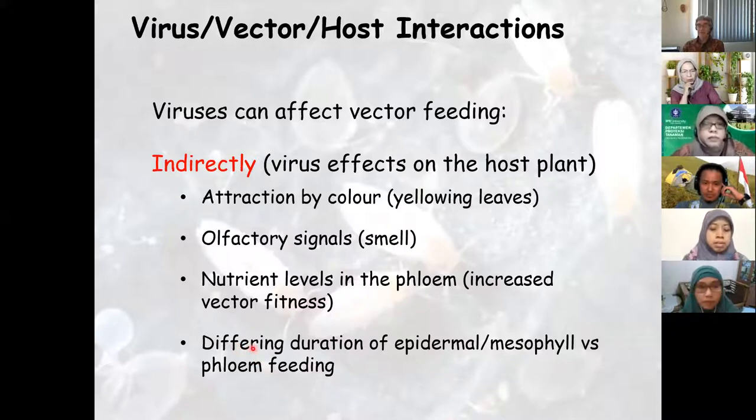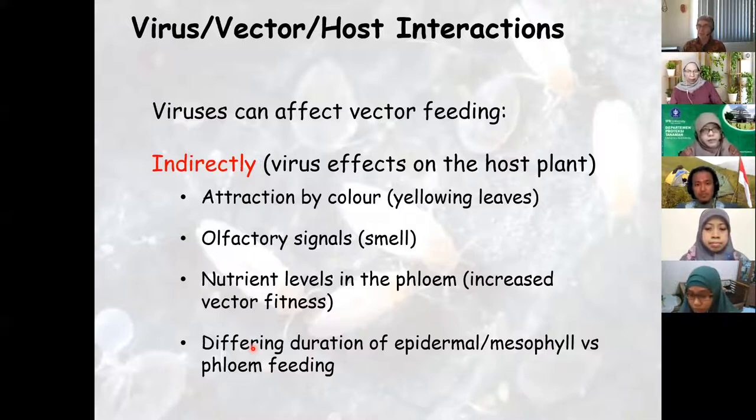The virus can also affect the taste of the cells and many other signals. The amount of time that the vector will spend probing the epidermal and mesophyll cells can be changed by virus infection. It can make the vector probe much more quickly on those cells and pick the virus up more quickly, or with different types of viruses, it can make the vector reach the phloem tissue much more quickly and transmit the phloem-limited viruses more quickly. So all these effects, the virus infecting the plant has all these effects indirectly on the vector, helping the vector spread the virus.